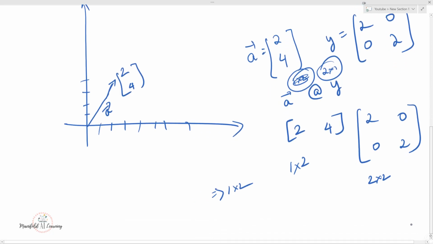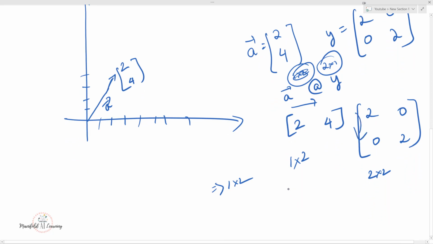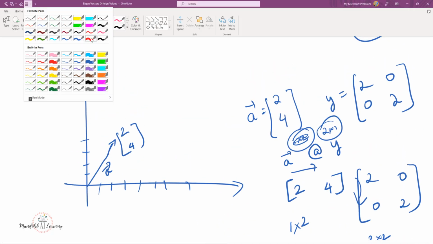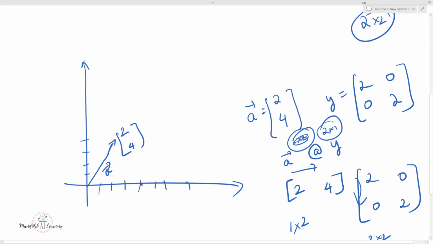Alright, now let's do the multiplication. This will be 2 into 2 plus 4 into 0, followed by 2 into 0 plus 4 into 2. As a result of this multiplication, the resulting vector is 4 and 8. If I represent this resulting vector on the same graph, 4 is somewhere here, and 8 would be somewhere over here. So I could say that this is what my vector A dash would look like.